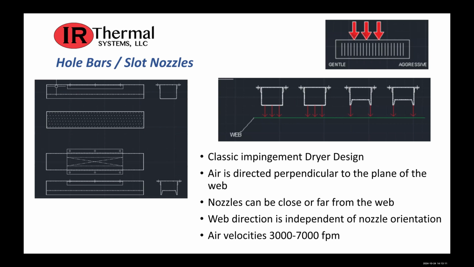One of the most common types of dryers out there is the classic impingement dryer, and this utilizes hole bars or slot nozzles. The hole bars have a series of non-lined up holes in a pattern so they don't cause streaking, whereas a slot nozzle has one or two slots that direct a jet of air across the entire width of the web. In these classic impingement dryers, the air is directed perpendicular to the web, and the nozzles are set up so that they can be moved close or far from the web, depending on how intense you want the impingement. And the web direction is independent of the nozzle orientation. Common air velocities for these types of systems are 3 to 7,000 feet per minute, but we're not limited to that.